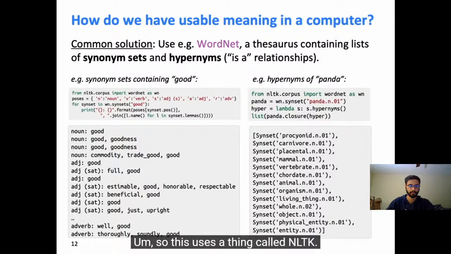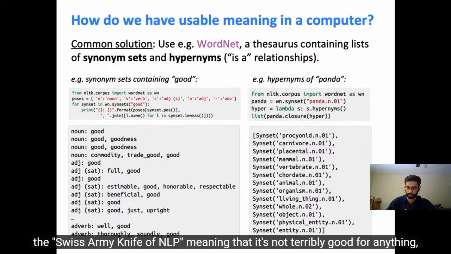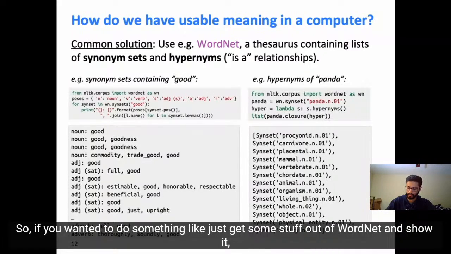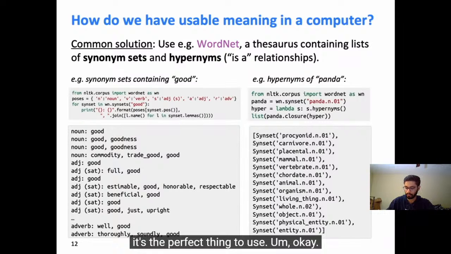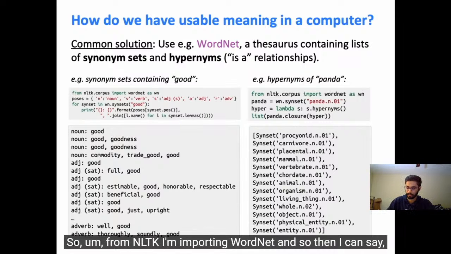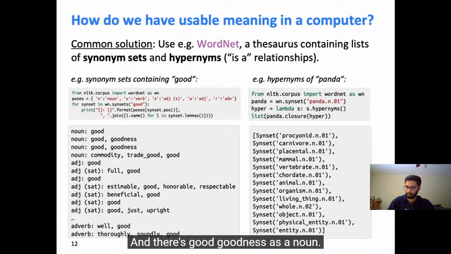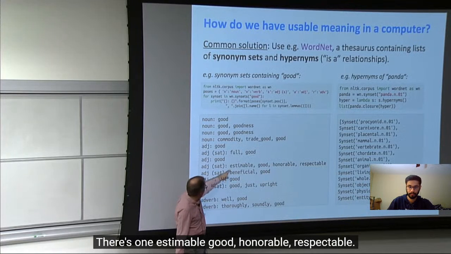So this uses a thing called NLTK. NLTK is sort of like the Swiss Army knife of NLP, meaning that it's not terribly good for anything, but it has a lot of basic tools. And so if you want to do something like just get some stuff out of WordNet and show it, it's the perfect thing to use. Okay, so from NLTK, I'm importing WordNet, and then I can say, for the word good, tell me about the synonym sets that good participates in. And there's good, goodness as a noun, there's an adjective good, there's one estimable, good, honorable, respectable.